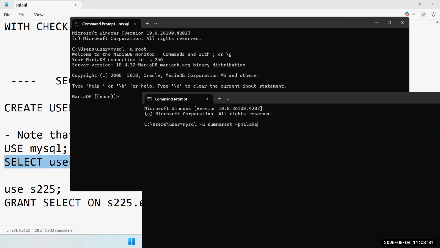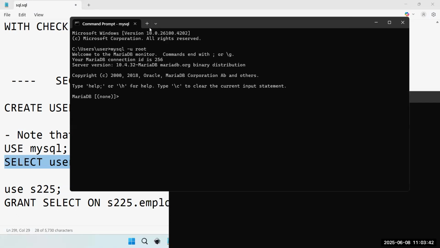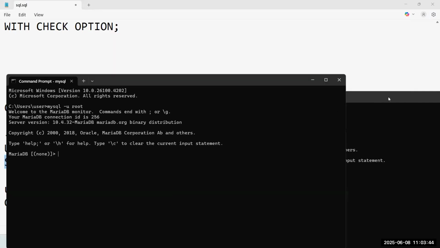Okay. And no semicolon because this is DOS prompt. Okay. Right. So this is Nalaka user, and this is admin user. Okay.